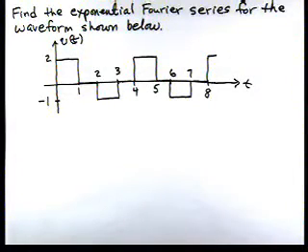In this problem, we're asked to find the exponential Fourier series for the waveform shown below. We look at that function, see it has a value of 2 between 0 and 1, a value of 0 between 1 and 2, a value of minus 1 between 2 and 3, a value of 0 between 3 and 4, and then the waveform repeats.